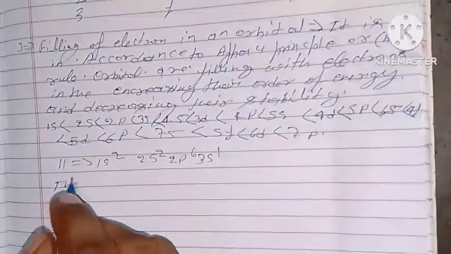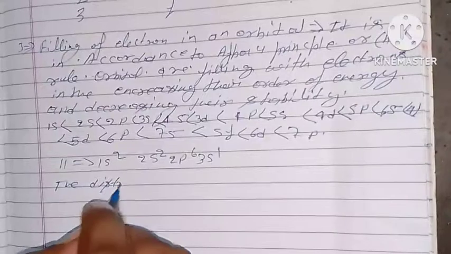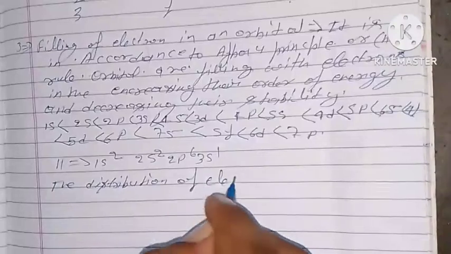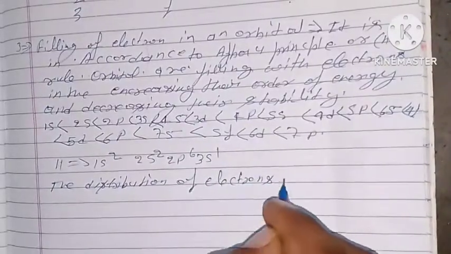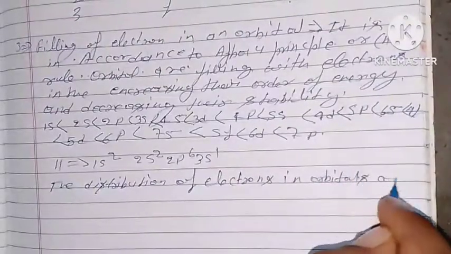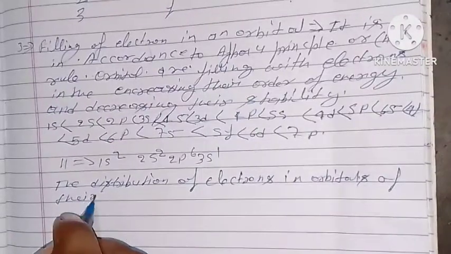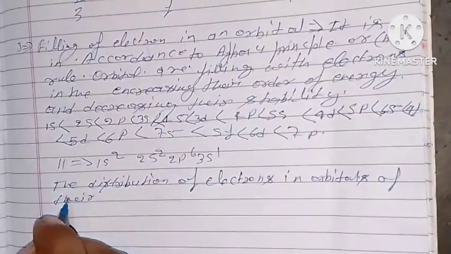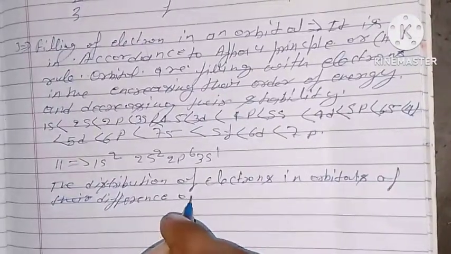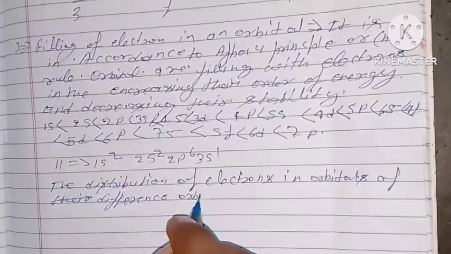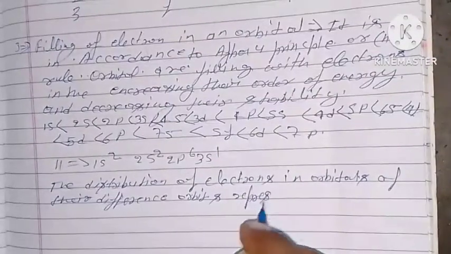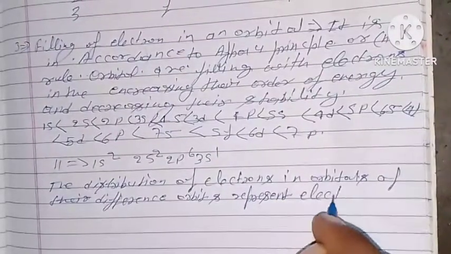The distribution of electrons in orbitals of different orbits represents the electronic configuration.